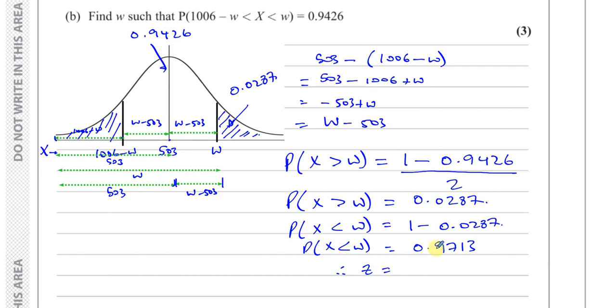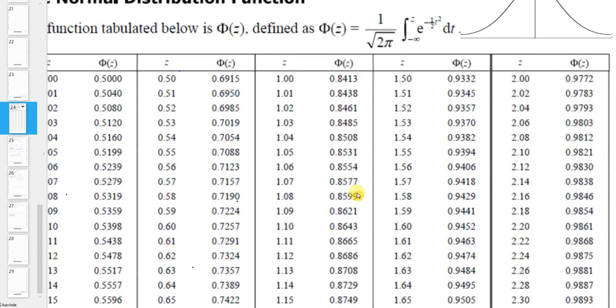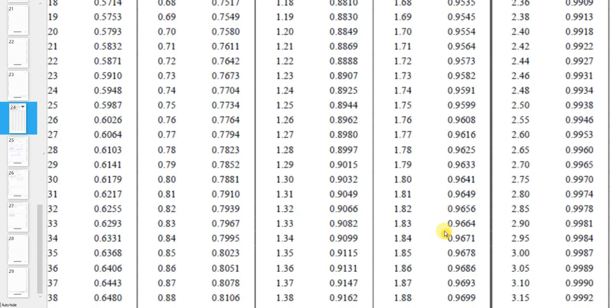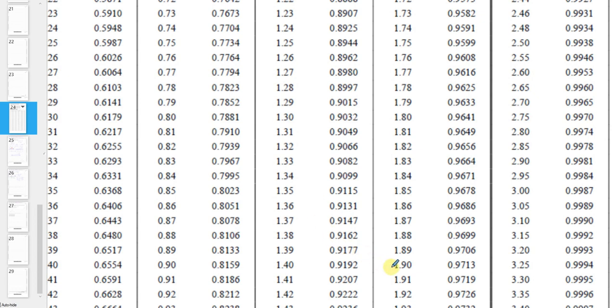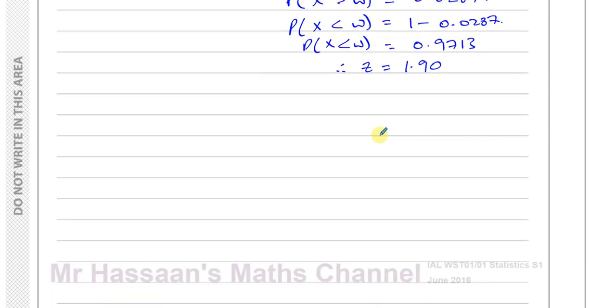Therefore, Z is equal to, let's look for 0.9713. Do we have it here? Yes, we do. We've got an exact value of 1.9. So this is the area to the left of this Z value. So we have what we're looking for, 1.9. So let's go back. We know that Z is equal to 1.90. That's what we were looking for there.